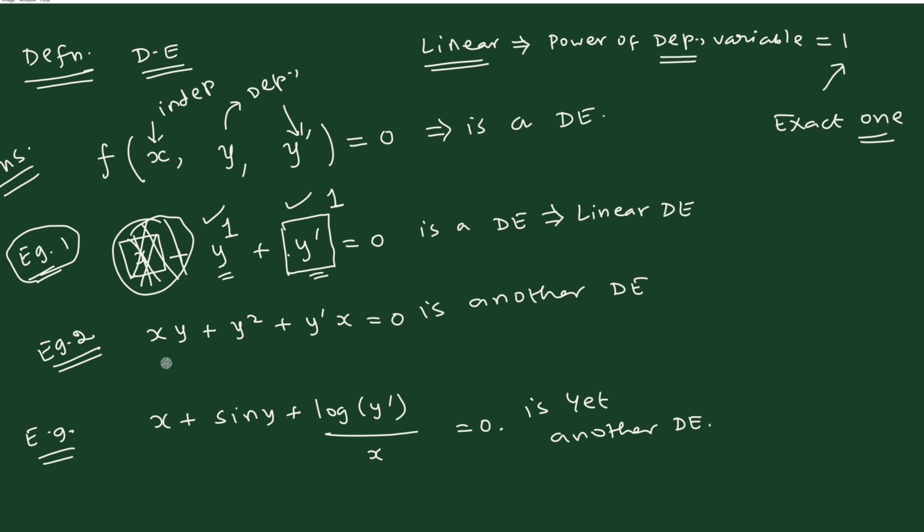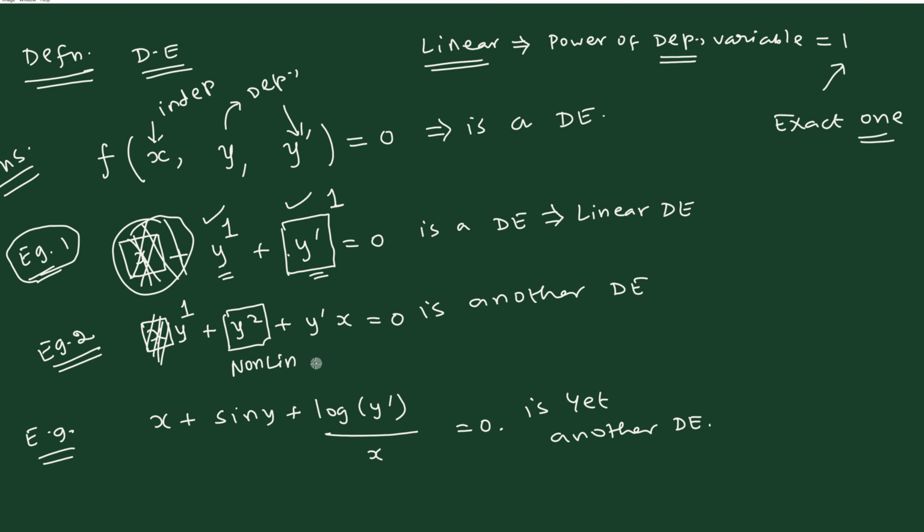Come to this particular case, you have x into y. Now x is not at all a dependent variable, so forget about it. You can reject it. And what is left out is y. What is the power for y? 1. So exactly 1, so this is linear. Come to this y to the power 2. What is the power? 2 is there. So this is non-linear.